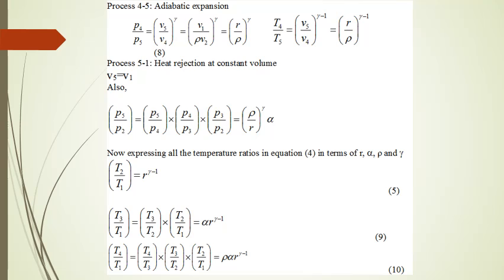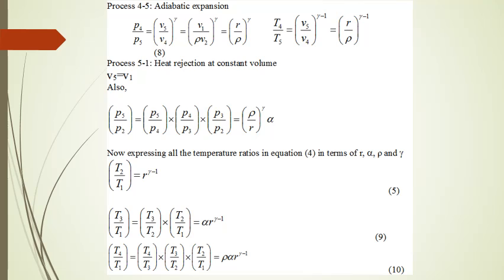So P4 upon P5 is equal to R upon rho raised to power gamma, and similarly T4 upon T5 is also equal to R upon rho raised to power gamma minus 1. Also P5 upon P2 is equal to P5 upon P4 into P4 upon P3 into P3 upon P2. So that becomes rho upon R raised to power gamma minus 1 into alpha.